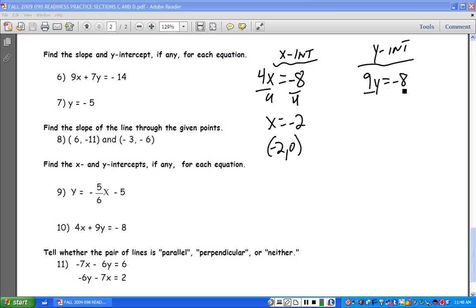Divide both sides by 9. Y equals a negative 8 over 9, which would be like saying 0 and negative 8/9. And that would be your y-intercept. And it's fine to leave it in fractional form like this. You don't necessarily have to transform this into a decimal or convert it to a decimal. Okay, so that's our x and y intercepts.